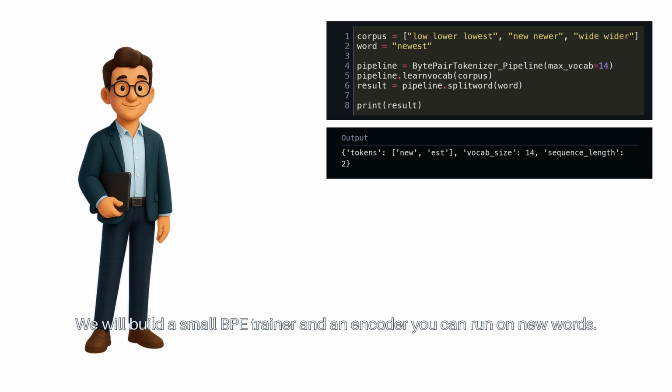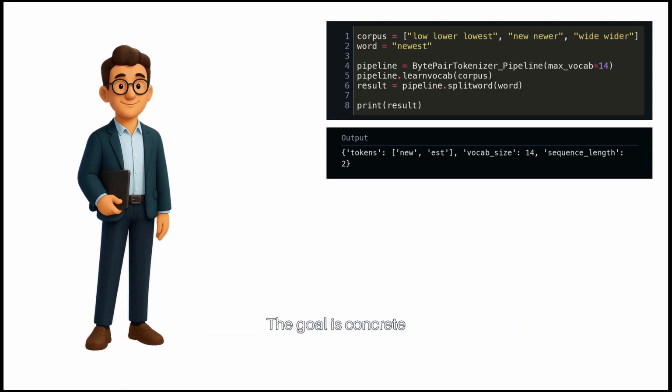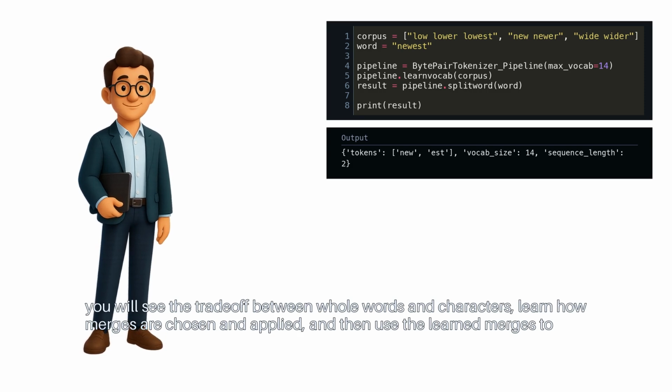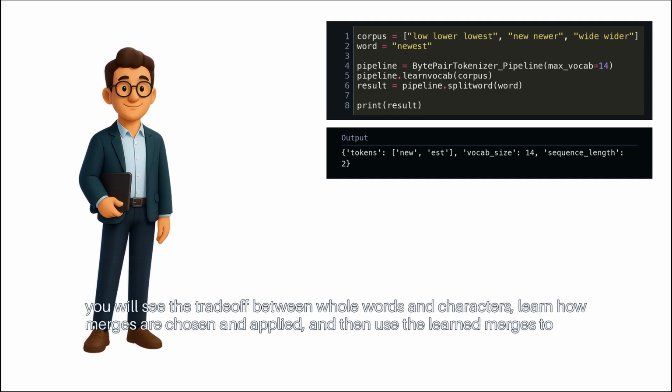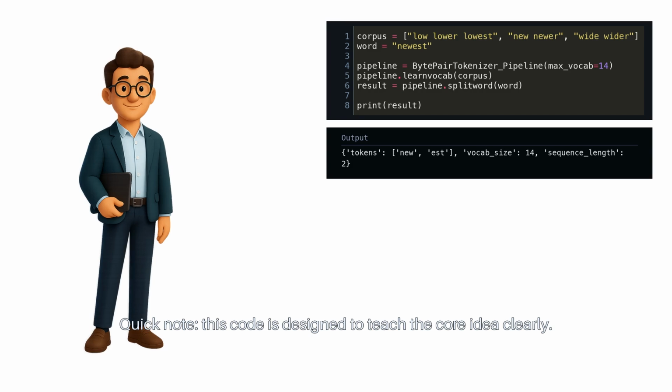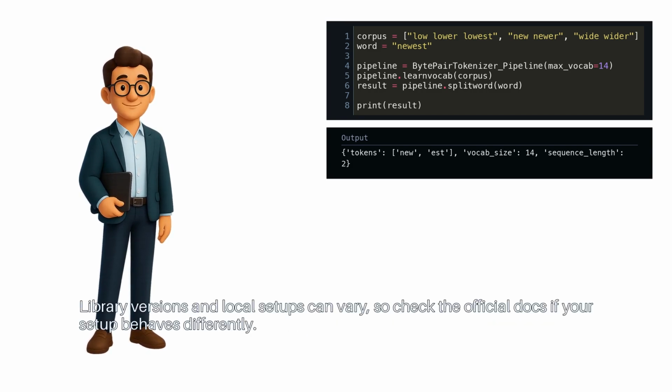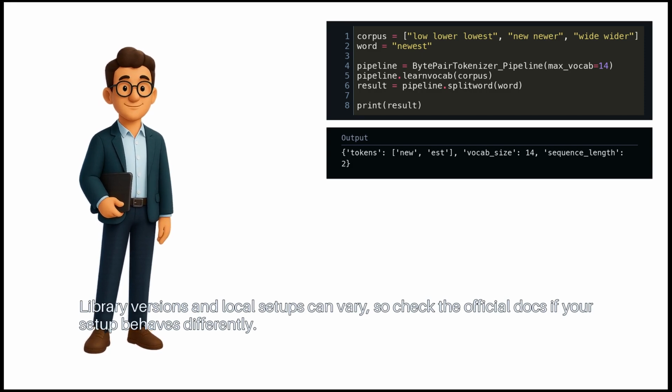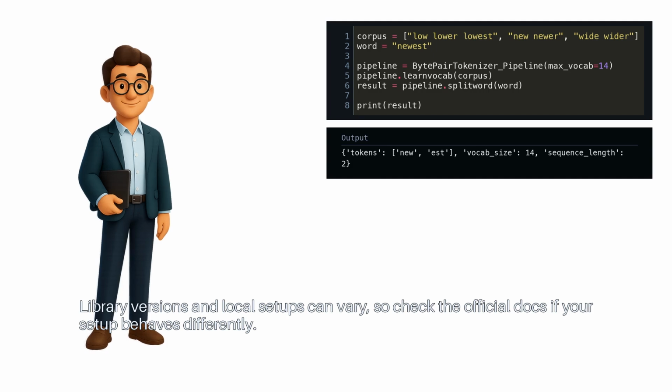We will build a small BPE trainer and an encoder you can run on new words. The goal is concrete. You will see the trade-off between whole words and characters, learn how merges are chosen and applied, and then use the learned merges to tokenize unseen forms. Quick note, this code is designed to teach the core idea clearly. Library versions and local setups can vary, so check the official docs if your setup behaves differently.